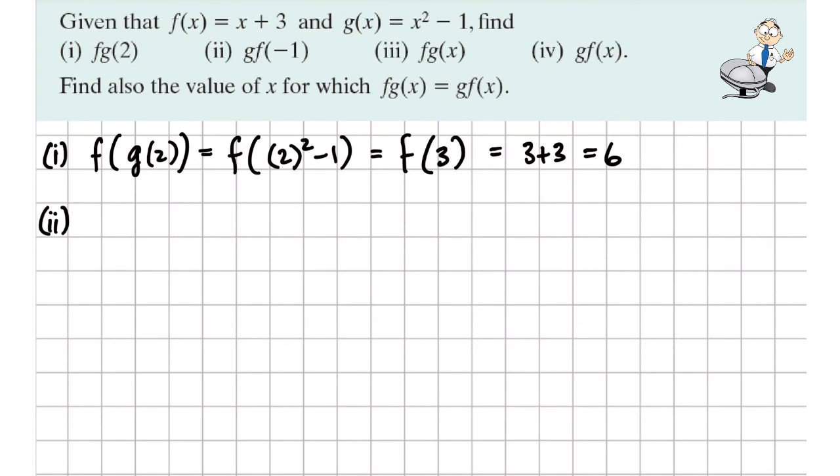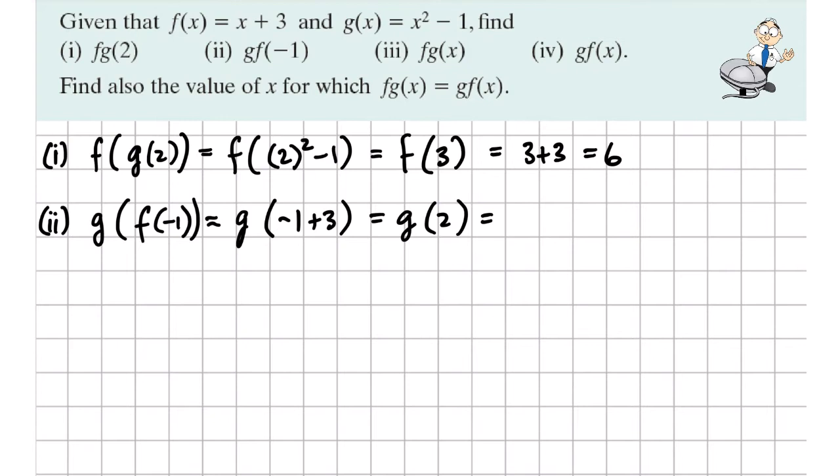Example 2, gf of negative 1. This time we're putting negative 1 into the f function first. So negative 1 instead of x in x plus 3. So it's negative 1 plus 3, which is 2. So we're getting g of 2. So we're putting 2 instead of x in the x squared minus 1 function. So this becomes 2 squared minus 1, which is 3.